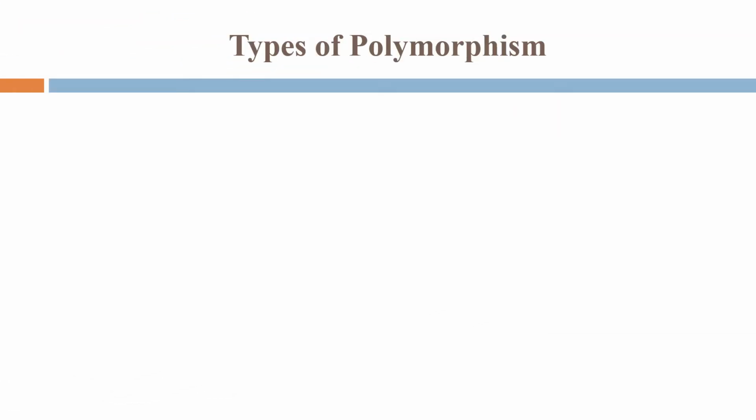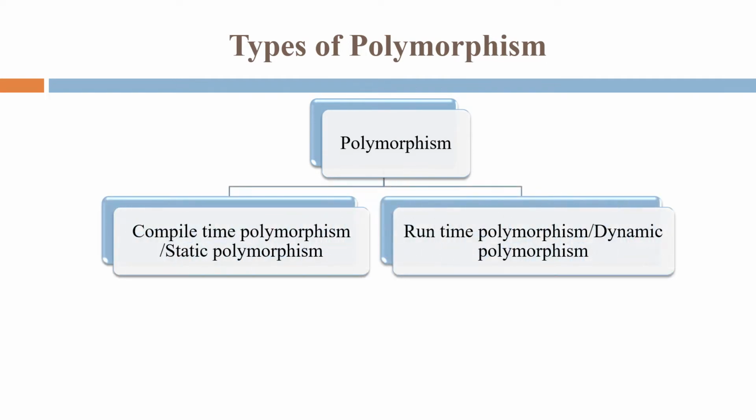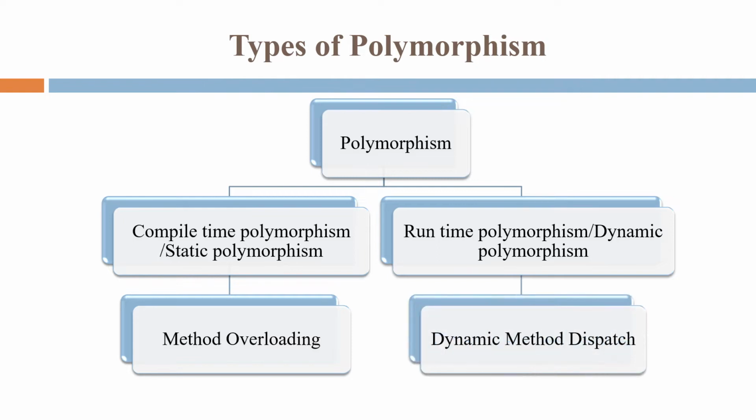Types of polymorphism. Polymorphism can be classified into two types: compile time polymorphism and runtime polymorphism. Compile time polymorphism is also known as static polymorphism, and runtime polymorphism is also known as dynamic polymorphism. Compile time polymorphism can be achieved through method overloading, and runtime polymorphism is achieved through dynamic method dispatch.